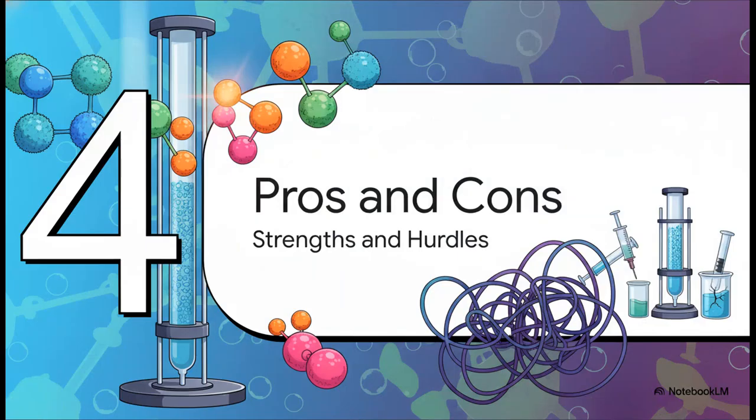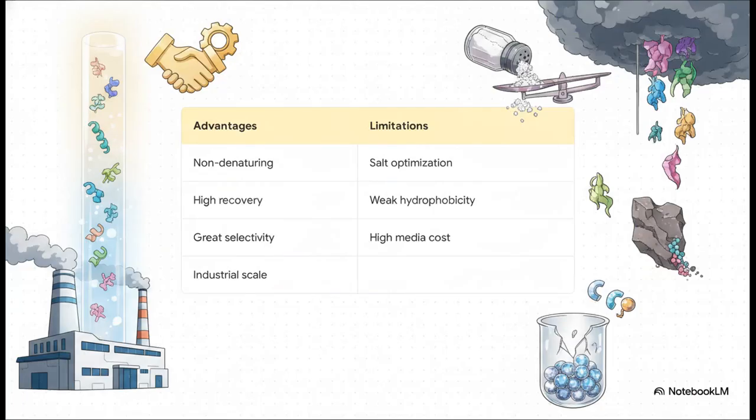All right, Section 4. Let's talk about the advantages and limitations of HIC. On the plus side, HIC is totally championed for its gentle, non-denaturing conditions. It preserves protein activity, it offers incredibly high recovery rates, and honestly, it scales beautifully for industrial manufacturing. And because it operates orthogonally to other methods, like ion exchange, it is just the perfect complement in a broader purification pipeline. But we definitely have to acknowledge the hurdles here.